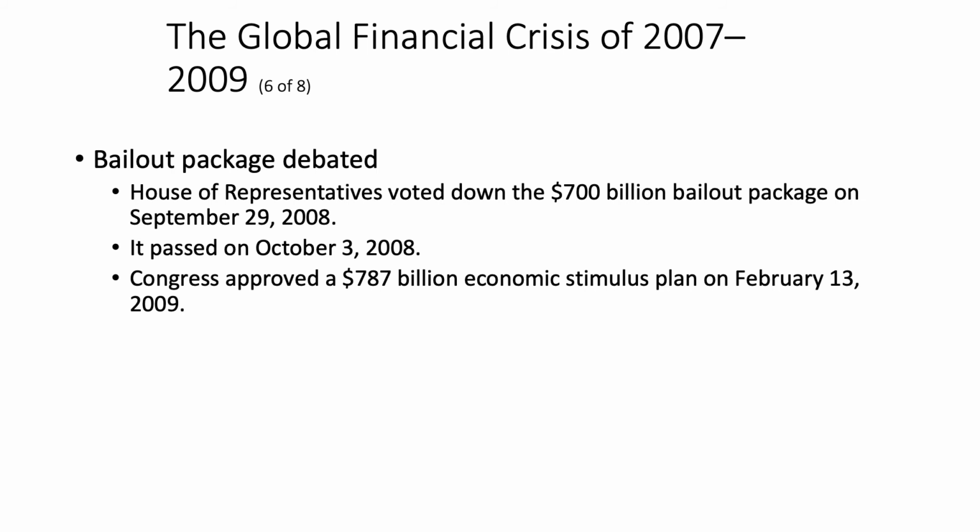The House of Representatives voted down a $700 billion bailout package on September 29th, 2008. And just a few days later, after the stock market had collapsed in response to their failure to pass a bailout package, the House got back together on October 3rd and passed the bill. Congress eventually ended up approving $787 billion in economic stimulus by February of 2009.